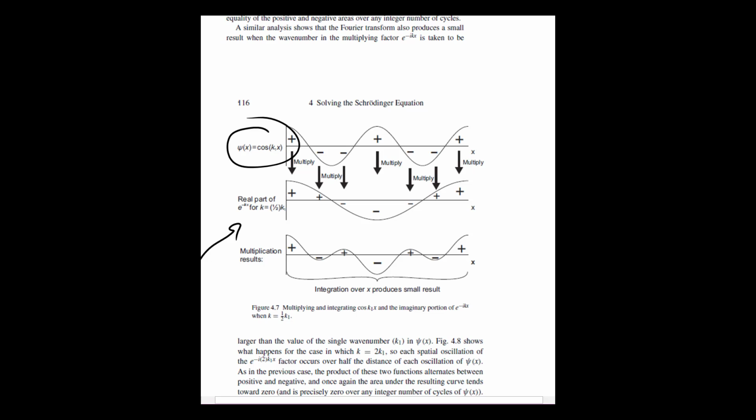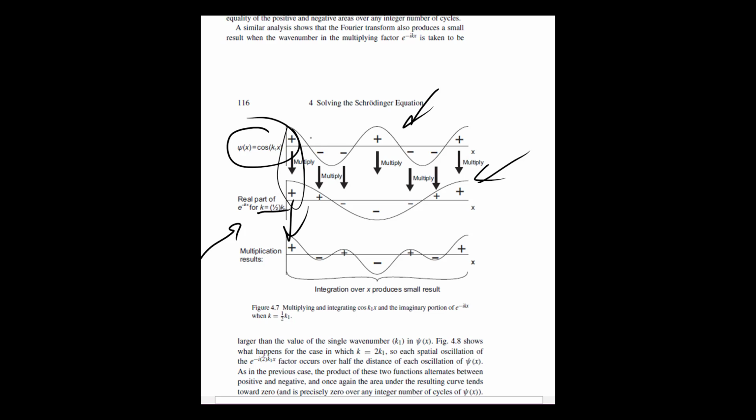This is still our psi of x, cosine k1x. Now I've let k, that is, the wave number in the e to the minus ikx function, equal half of k1. That means, since the wave number is inversely proportional to the wavelength, the wavelength of this testing function is going to be twice as big as the wavelength of psi of x. I call it a testing function because it tests whether that k is present in psi of x. Now what happens when you multiply these two functions?